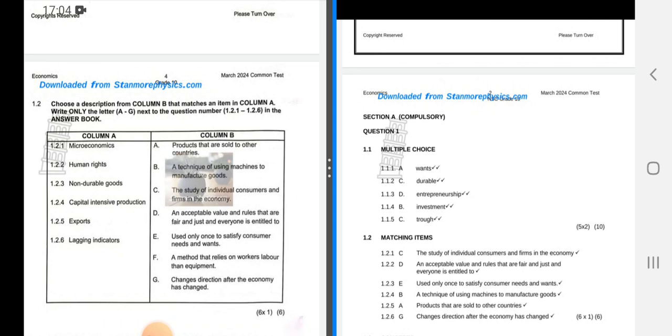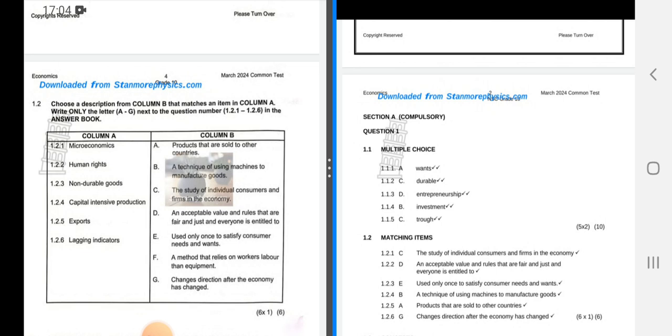So 1.2, matching items. So 1.2.1, which is microeconomics, the answer to microeconomics is C. So it's the study of individual consumers and firms in the economy. That's microeconomics. And then 1.2.2, which is human rights, matches with D, an acceptable value and rules that are fair and just, and everybody is entitled to. So those are human rights. And then we have non-durable goods. They match with E, used only once to satisfy consumer needs and wants.